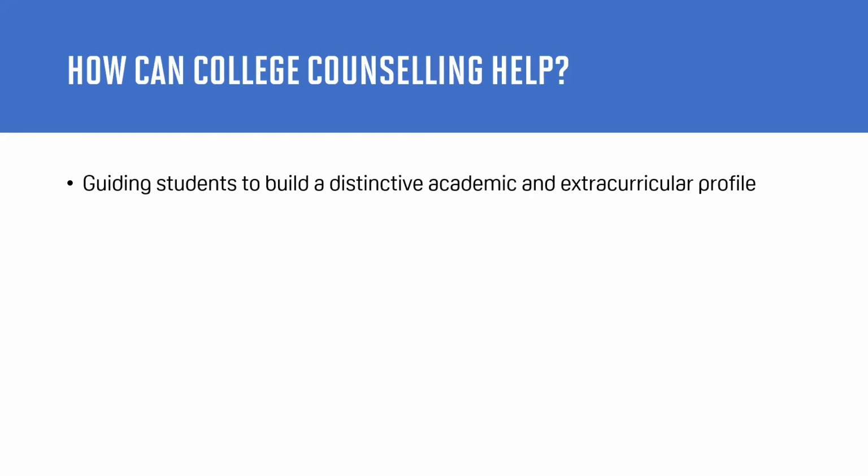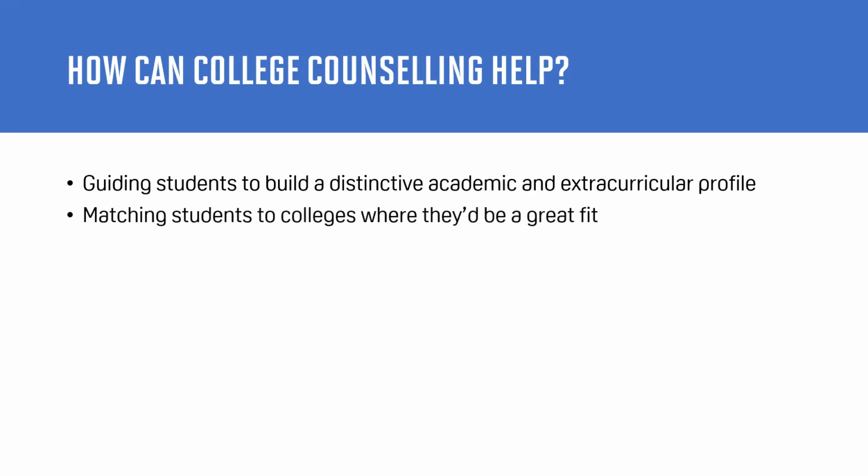So these are some of the ways in which we are working with families. Guiding students to build a distinctive academic and extracurricular profile. By that, we really want to encourage students to lean into their interests and do more of what excites them. And this isn't about tailoring yourself to the college. It's more about doing more of what you love, and therefore matching students to colleges where they'd be a great fit. We really want to ensure that students thrive when they get to college.